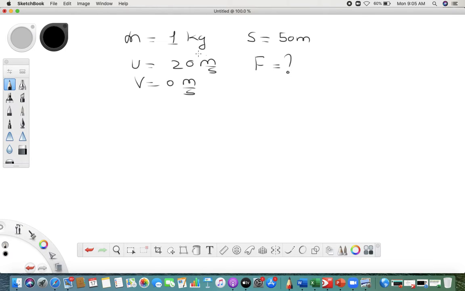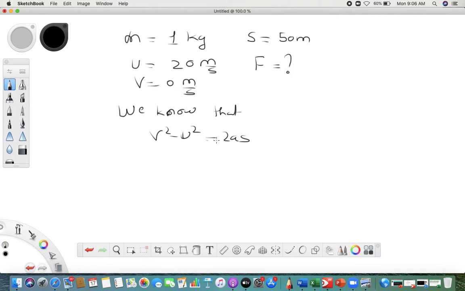Now let's see F is equal to ma. In order to find force, we need acceleration and mass. Mass we already have, but we don't have acceleration. Again, we use the same thing, right? We know that v square minus u square is equal to 2as. Or you can write it from the equations of motion.